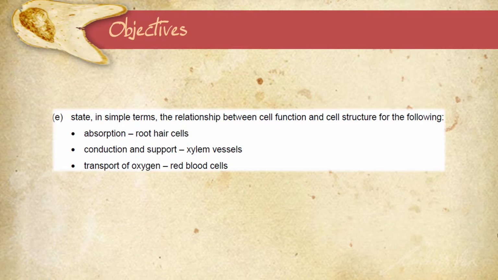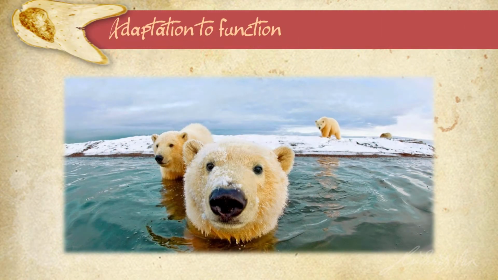But first, let's talk about what's the meaning of cell structure. Cell structure, the structure here refers to the adaptation of the cell. But what's the meaning of adaptation? We will go through some example in animal to allow you to understand the meaning of adaptation. So adaptation is related to the function.